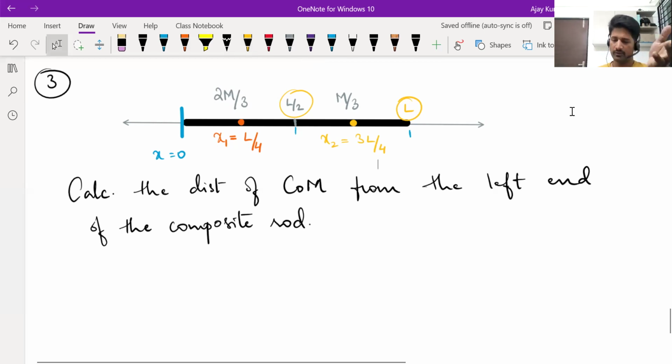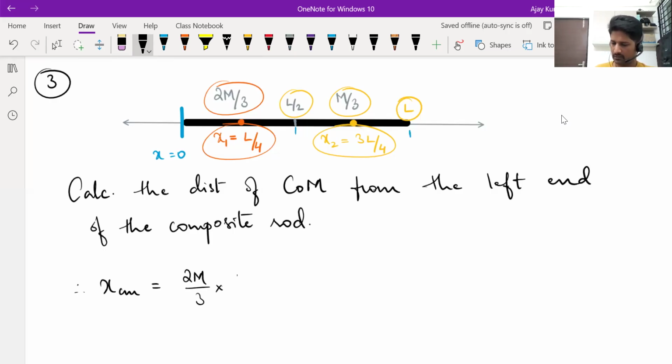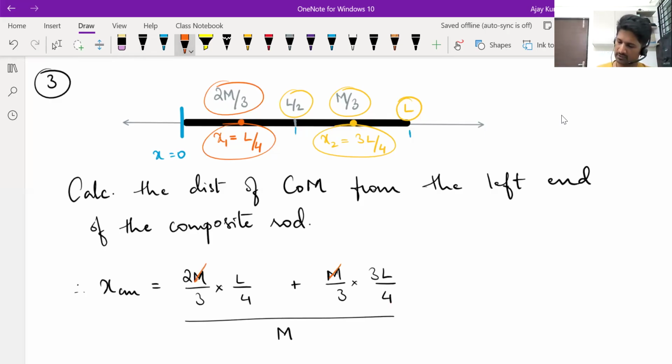Okay. So we will treat this composite rod as a combination of two particles. That's all. One particle 2m by 3 present at this position. Another particle m by 3 present at this position. Simple. Therefore, the x-coordinate of center of mass of this composite rod becomes (m1 x1 plus m2 x2) divided by (m1 plus m2). m1 plus m2 is the total mass. M is common in the numerator and denominator, gets cancelled. You will be left with 2L by 12 plus 3L by 12. The answer is 5L by 12.